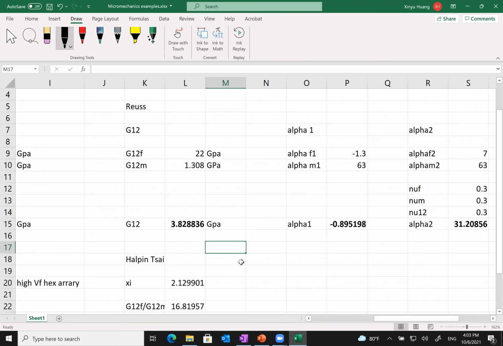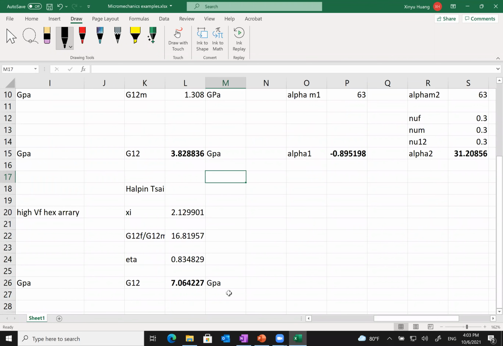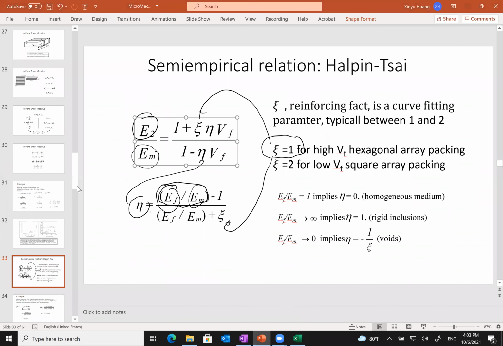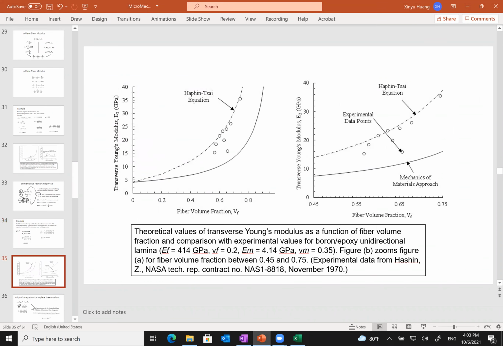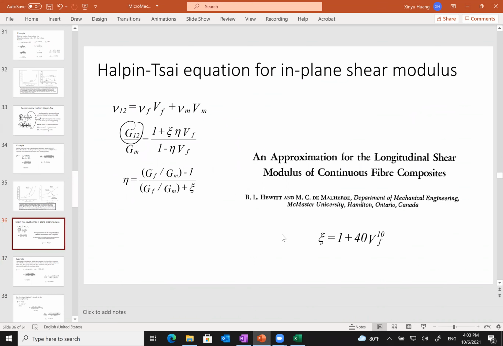And then I can similarly apply the Halpin-Tsai equation to do the same thing. The Halpin-Tsai equation for shear is this. The xi number for shear is different than the xi for E2. So xi is determined by this: 1 plus 40 times the fiber volume ratio to the power 10. When you calculate G12, you have to use this xi, which is slightly different than the xi for E2.